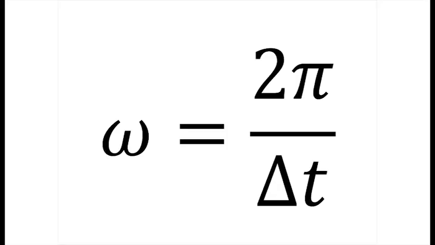We can also go ahead and find the crank speed, omega, and RPM using this equation. Omega equals 2 pi over delta T.